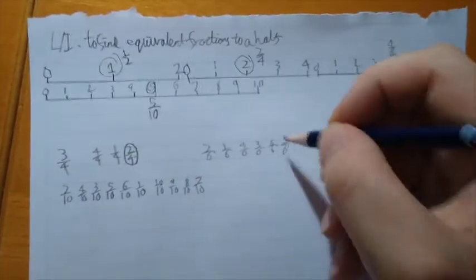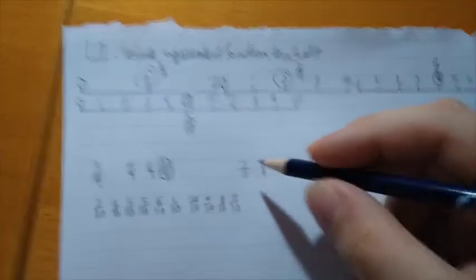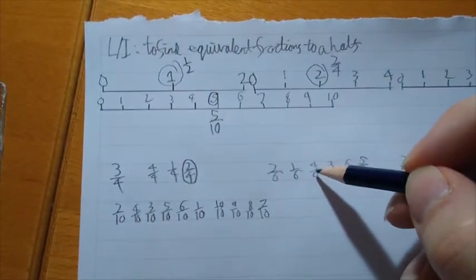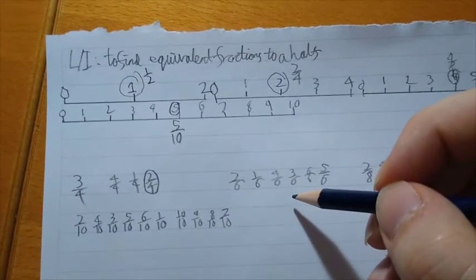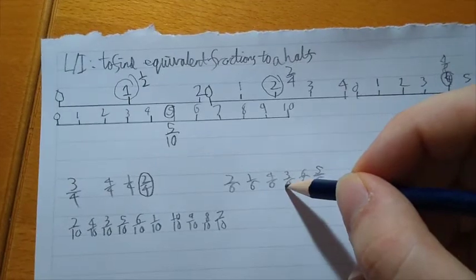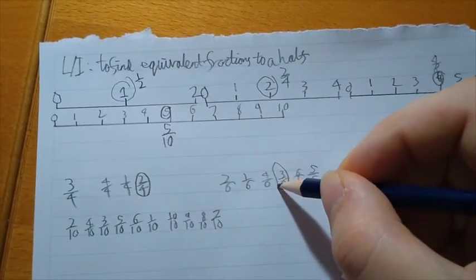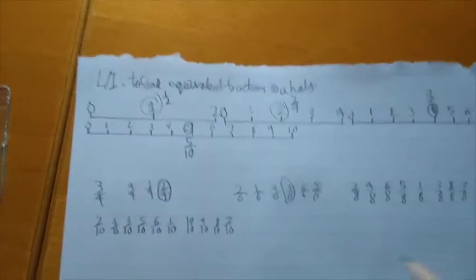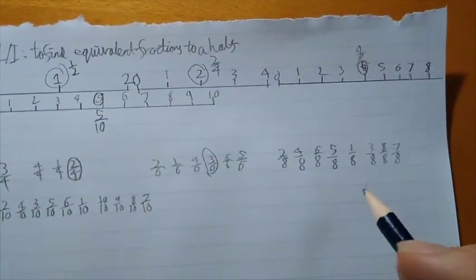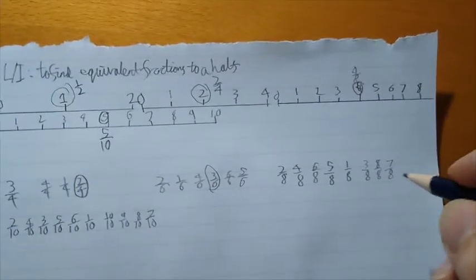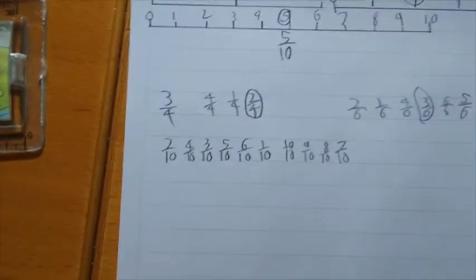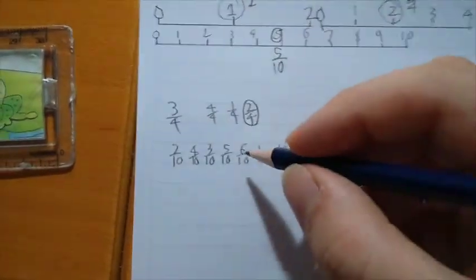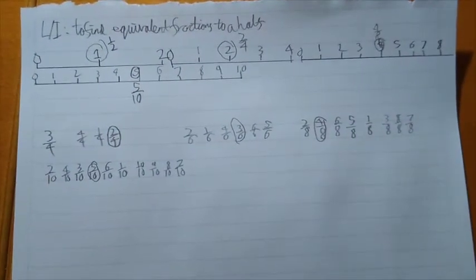So, out of 6, we have 2/6, 1/6, 4/6, 3/6, 6/6, and 5/6. The halfway point between 6 and 0 is 3/6. We're now on to the 8ths. As we said on the number line already, the halfway point between 8 and 0 is 4. So that is 4/8. Likewise, in the 10ths, the halfway point between 10 and 0 is 5/10. If you got any of these right, well done to you indeed.